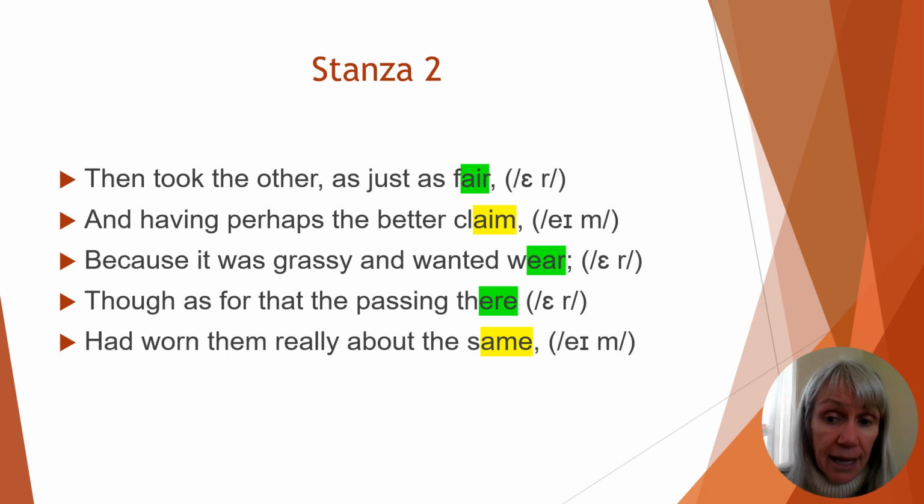Claim from the second line and same from the final line have the aim sound. Again, we're not worried about how they're spelled. We're listening to how they sound. And the rhyme is all about the sound. And so they have the aim sound. Let's move on.